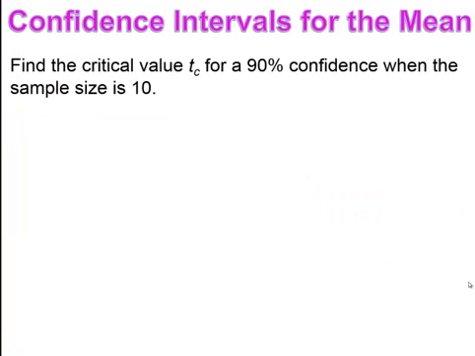Pause and try. So whether you looked it up or used the calculator, you should have gotten a critical value of 1.833. Pause and try. So in this case, you should have gotten a critical value of 3.169.